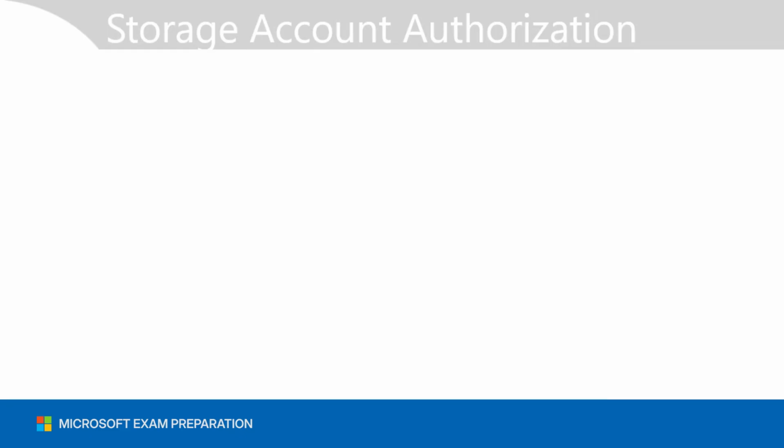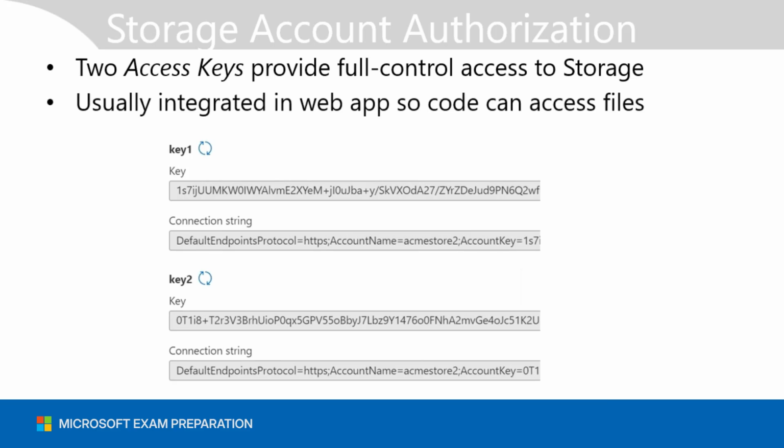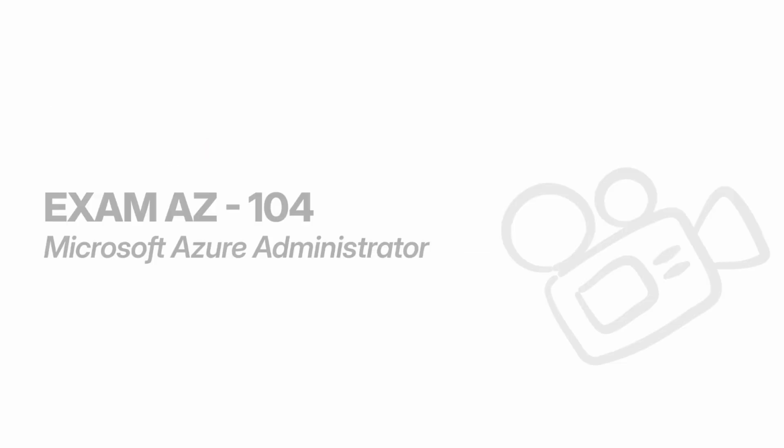One way to secure access to a storage account is through user authorization. Every storage account has 2 access keys, and these access keys provide full control access to the storage account. Anyone with these keys can do anything they want in your storage account. Typically, you do not give these to users. They would be integrated into web applications. So the code that you write and you trust can use this access key to manage storage, and that's appropriate. Let me show you where to find them in the portal.